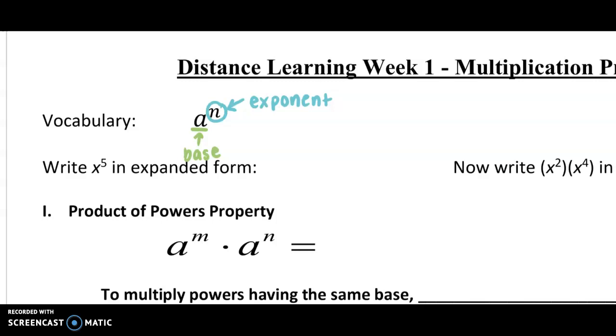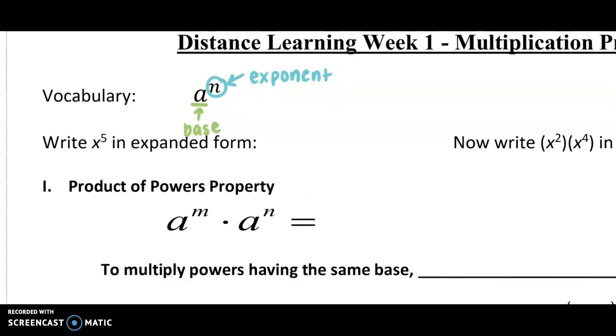Now, let's look at writing some of these in expanded form to start understanding what some of them might look like. So if I were to take x to the fifth and write that in expanded form, not simplified, it would really just be x times x times x times x times x. There would be 5 x's multiplied together. That would give us x to the fifth.